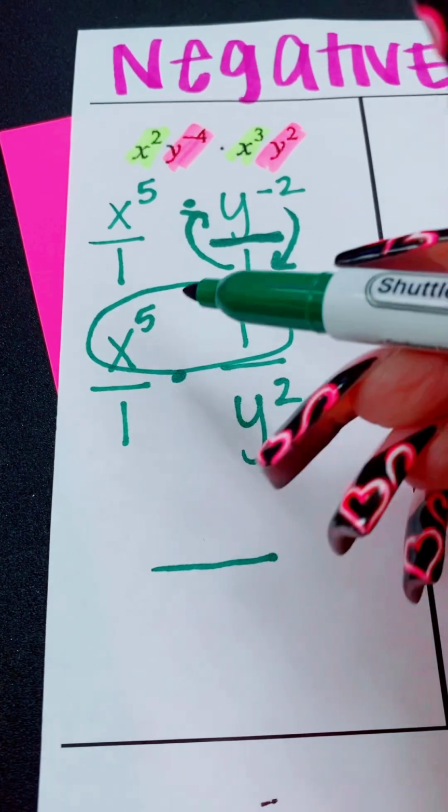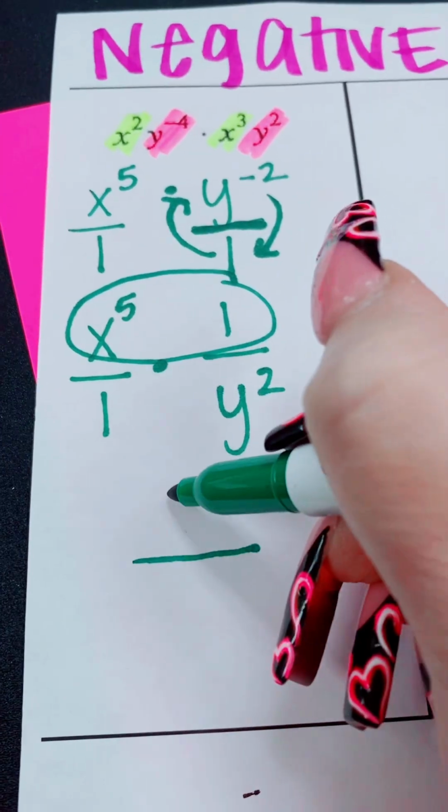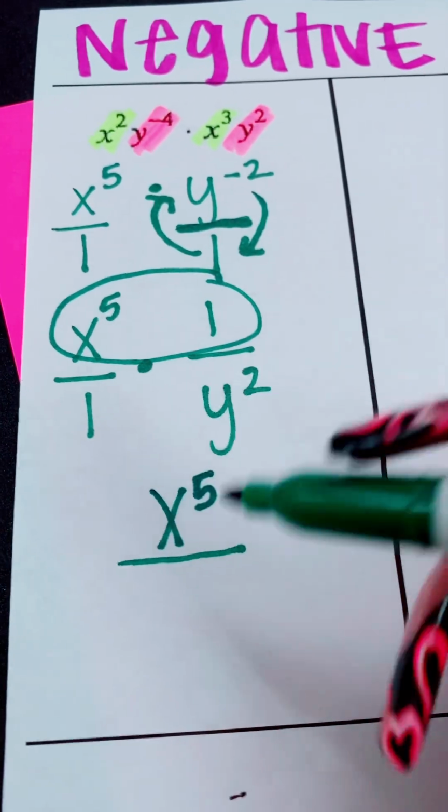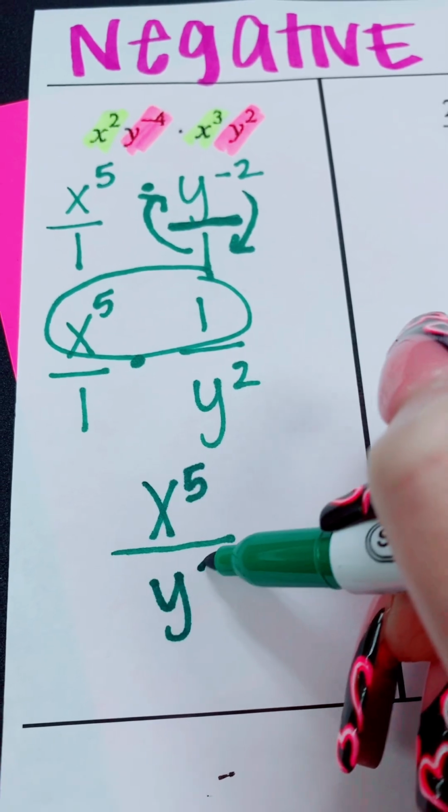Then, to write my answer, I do x to the fifth times 1, which is x to the fifth. 1 times y to the second is y to the second.